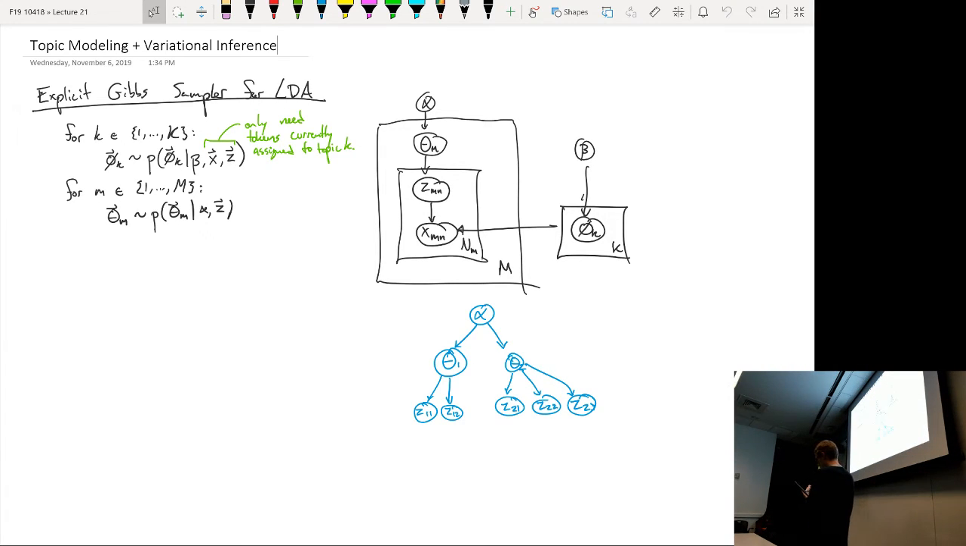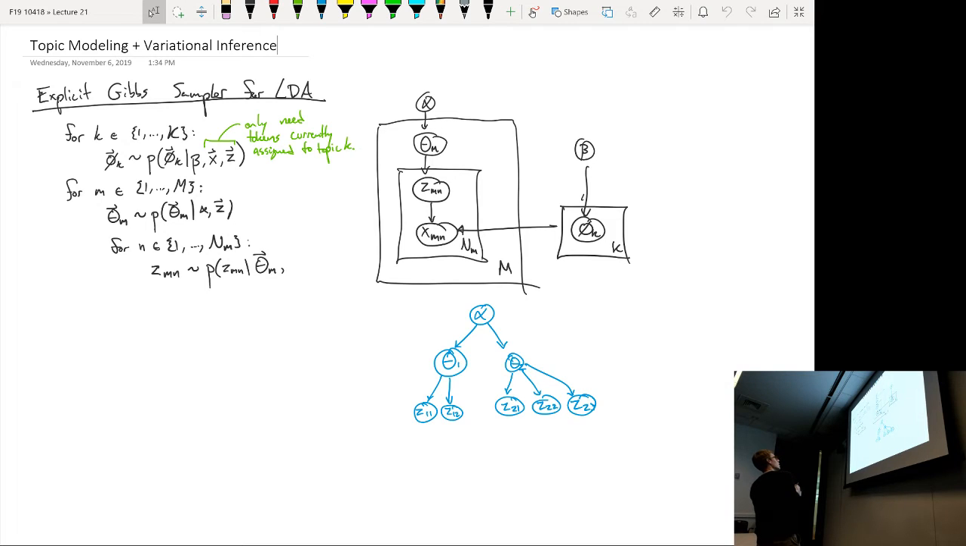And then finally, we have this inner loop, which says for each of the words, so n in 1 up to N m, we're going to resample z m n from the full conditional, which is the probability of z m n given its parents, which is just the vector theta m, its children, which is all of the x's for document m, and its co-parents, which are all of the topic parameters, phi. And then lastly, the actual words are observed, so we're not actually resampling them.